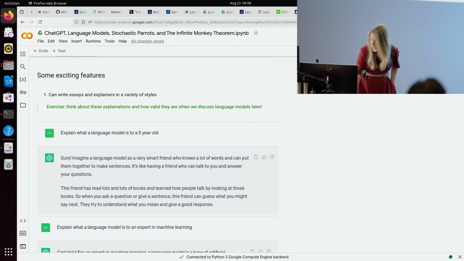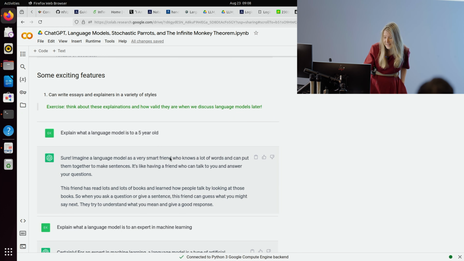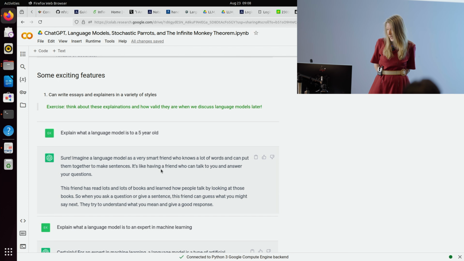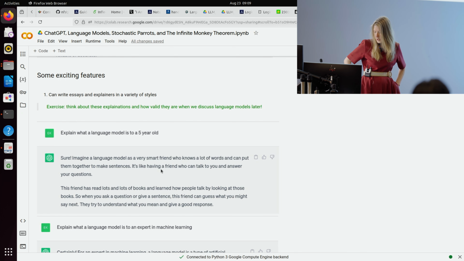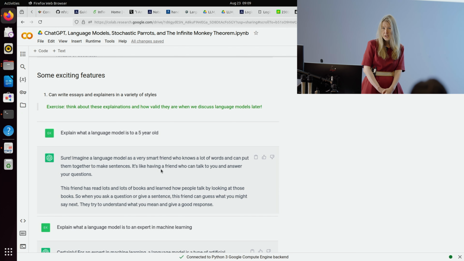So it will say, imagine a language model as a very smart friend, not really true, it's quite anthropomorphic, who knows a lot of words and can put them together to make sentences. This is true. It's like having a friend who can talk to you and answer your questions. This friend has read lots of books and learned how people talk by looking at those books. So when you ask a question or give a sentence, this friend can guess what you might say next. That's correct.